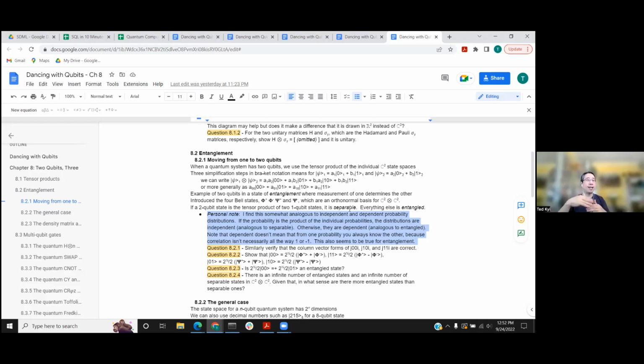Again, I don't know if this is a technically right way to say it. You can have less than 100% entanglement, just like you can have 2 probability distributions that are not 100% correlated. So that's my personal intuition. If that works for you, great. And if it doesn't, then disregard it.